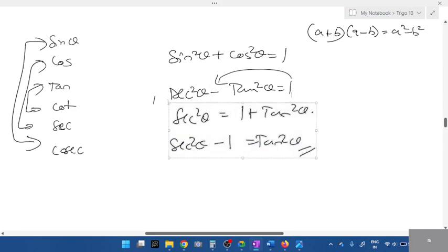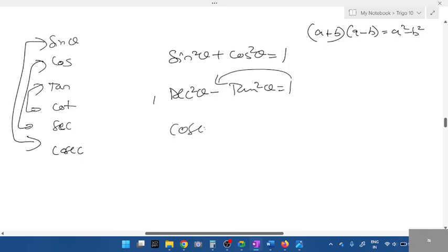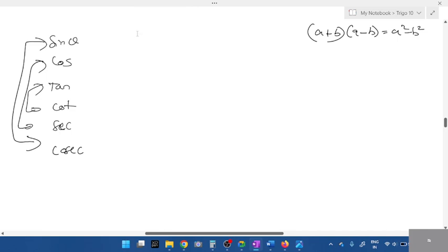Done? Okay, next. What's the last one we have? Cosec square theta minus cot square theta is equal to 1. Based on these three, we'll have questions. Next.